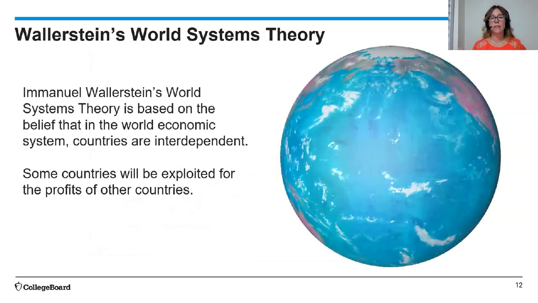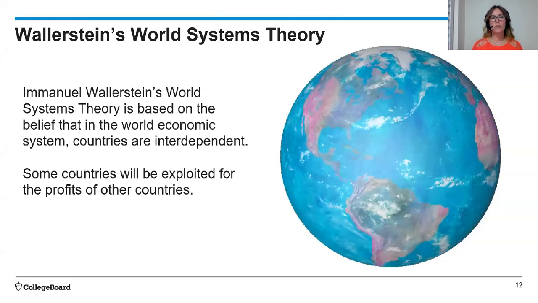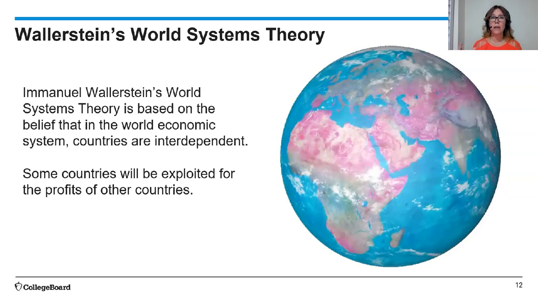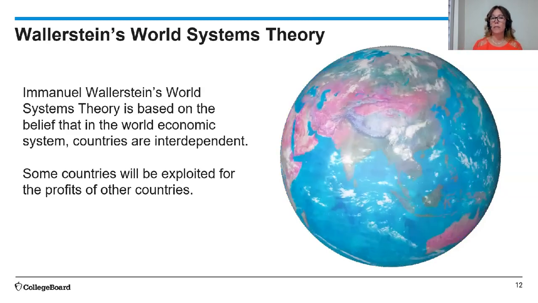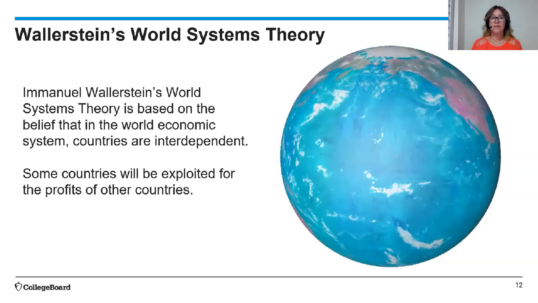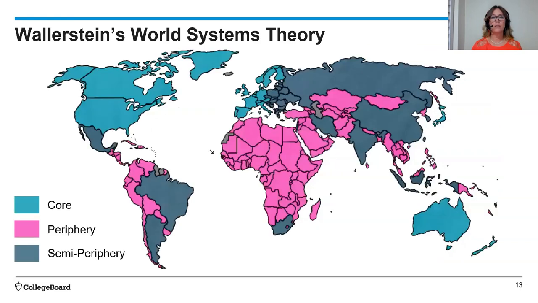Wallerstein is the second theory that we'll talk about today, his world systems theory. And this is really based on the belief that the world is an economic system and all the countries are interdependent upon each other. Some countries will be exploited for the profits of other countries. We also call this the core periphery theory.